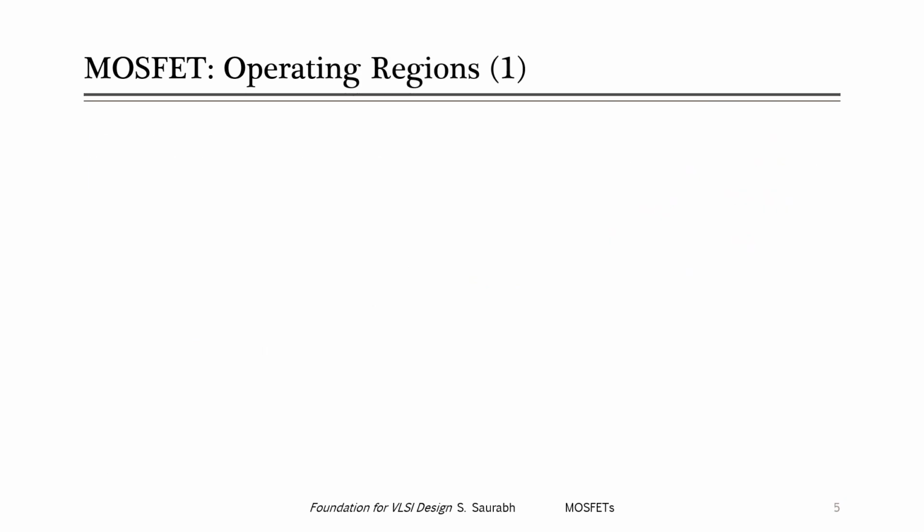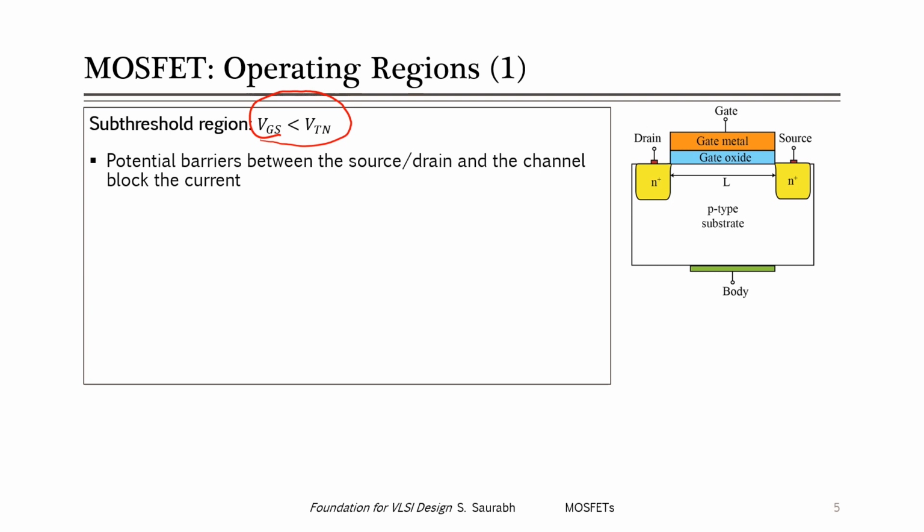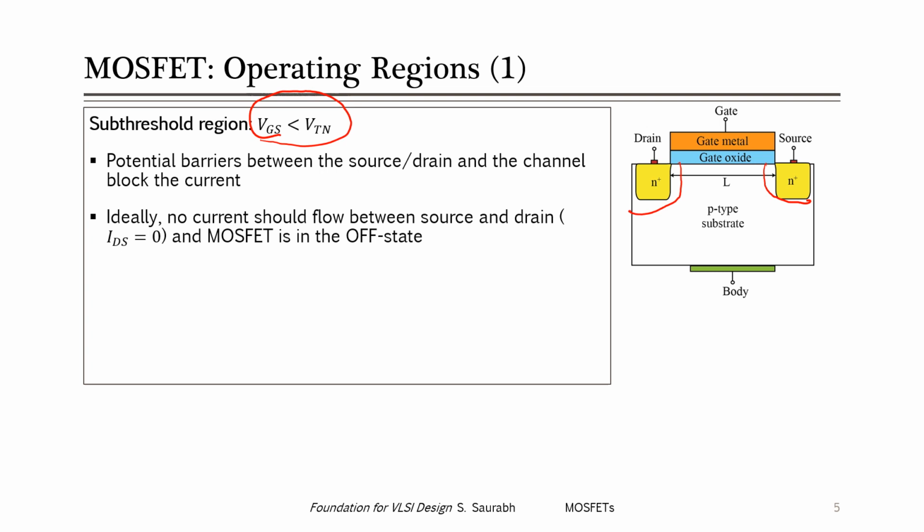Now, what are the various operating regions in a MOSFET, right? When the gate voltage is less than the threshold voltage in an NMOS, the potential barriers between the source and drain and the channel block the current, right? So we have a potential barrier in this region that will be blocking the current. Ideally, no current should flow between source and drain, or IDS should be 0 when VGS is less than VTN in an NMOS, and the MOSFET is said to be in the off state, right?